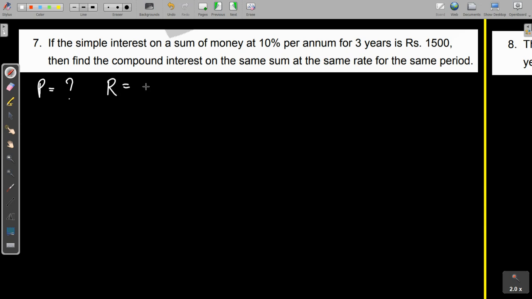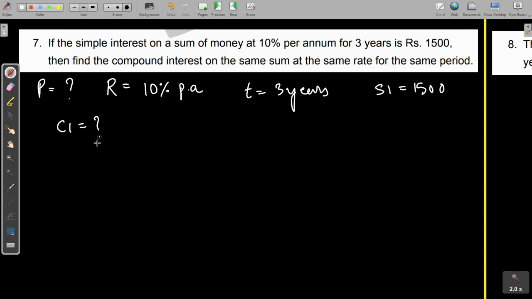We know the rate of interest is 10% per annum. We know the time is 3 years, and we know the SI is rupees 1500. We need to find the compound interest. So we need to find the principal first.